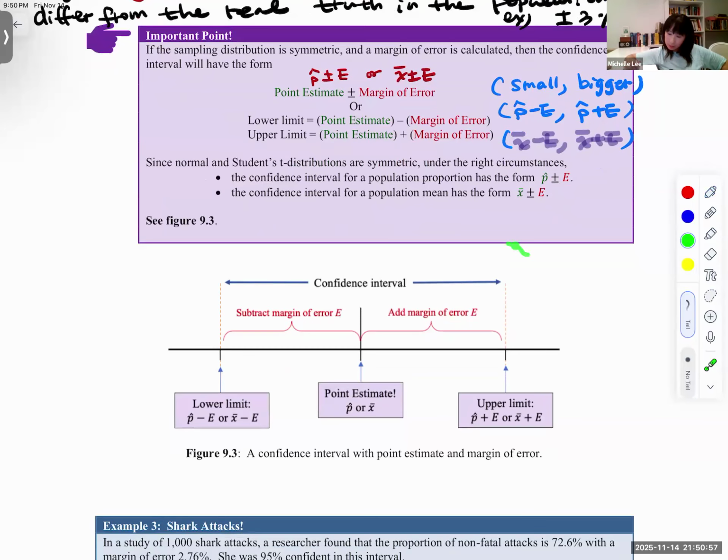Here are nice pictures. This is p hat or x bar, the point estimate, in the middle, but we're not using that, just to show it. Then if we are using interval notation, this number will be p hat minus e or x bar minus e, and this number will be p hat plus margin of error or x bar plus margin of error.